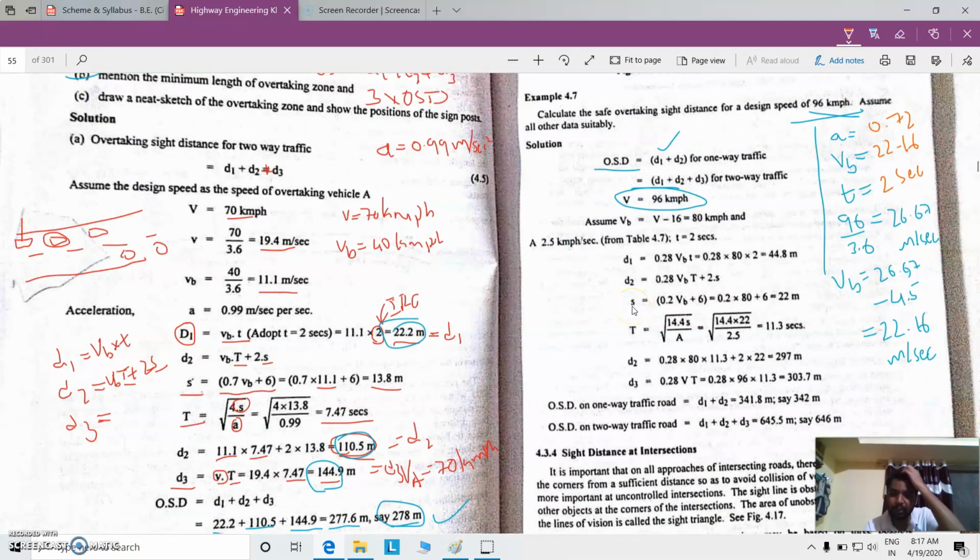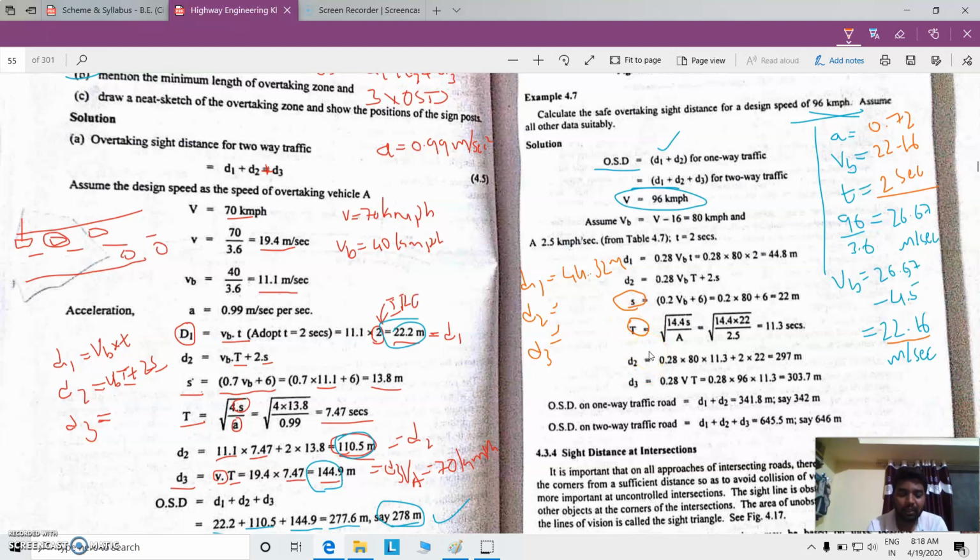Now we need to consider distance d1, distance d2, and distance d3. I will directly write the solution here. Distance d1 is VB into t, that VB is 22.16 multiplying with time 2 seconds, which gives 44.32 meters.